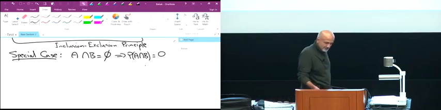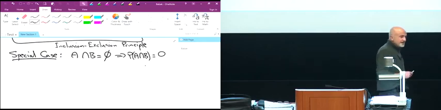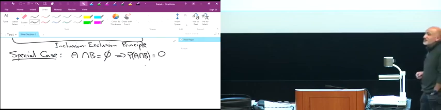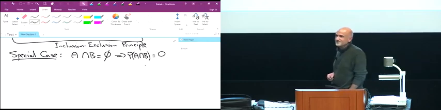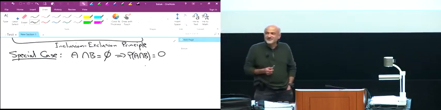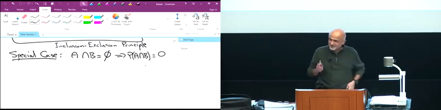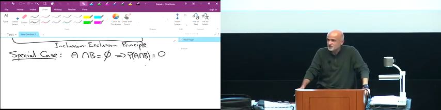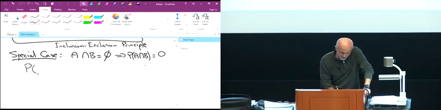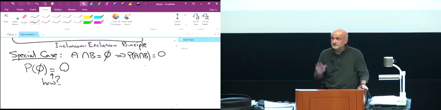Okay, very good question. Why don't we have an axiom that says the probability of the empty set is 0? Because you can derive it from the other axioms. I'll let you think about that a bit. So here's the question: how do we know the probability of the empty set is 0?